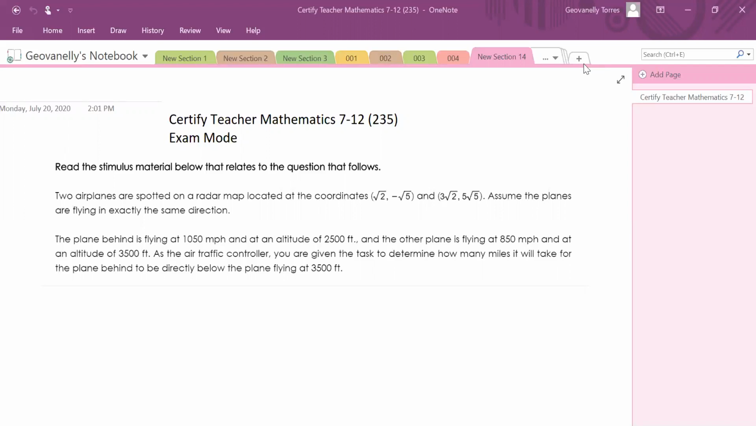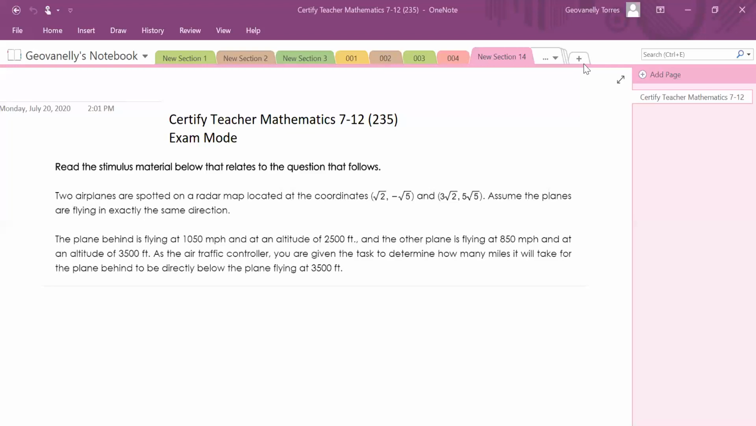The plane behind is flying at 1,050 miles per hour and at an altitude of 2,500 feet. And the other plane is flying at 850 miles per hour and at an altitude of 3,500 feet. As the air traffic controller, you are given the task to determine how many miles it will take for the plane behind to be directly below the plane flying at 3,500 feet.